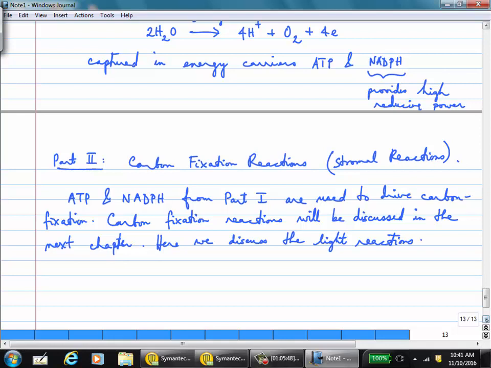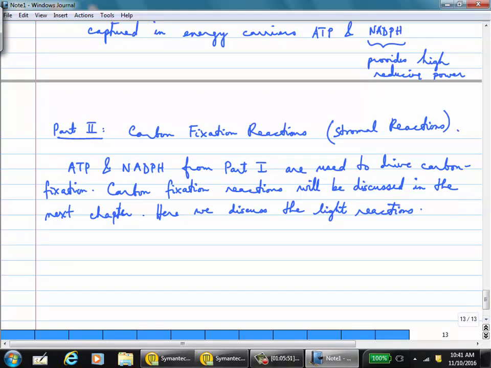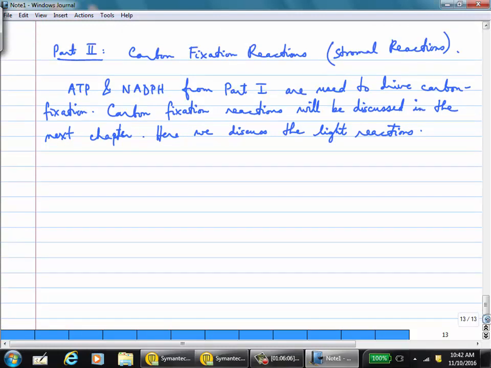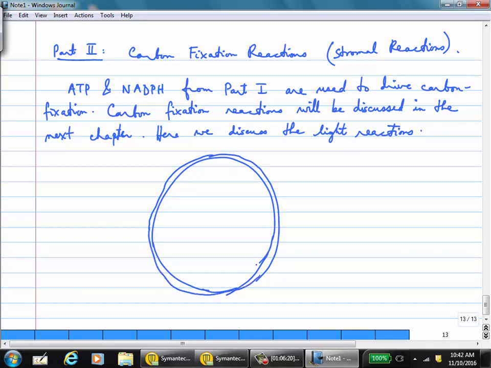Now I would like to explain why the light reactions are called the thylakoid reactions and the carbon fixation reactions are called the stromal reactions. If you look at a chloroplast, as I said before, it has how many membranes? Two membranes. Excuse my drawing because I'm not a good artist, but I think I can still explain. If you want to see better pictures, look in the book. So one lipid bilayer, then there is another lipid bilayer in the chloroplast.